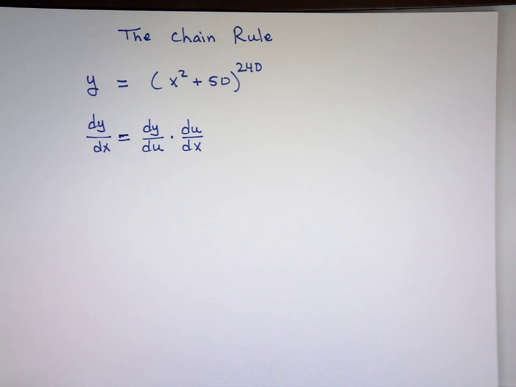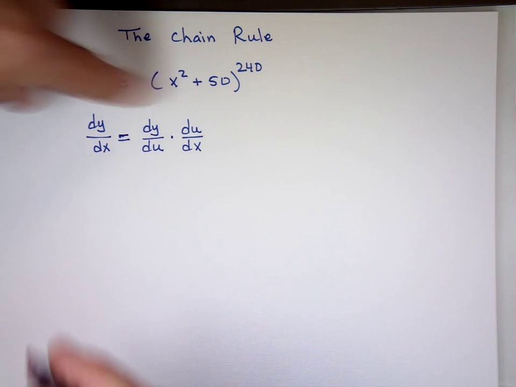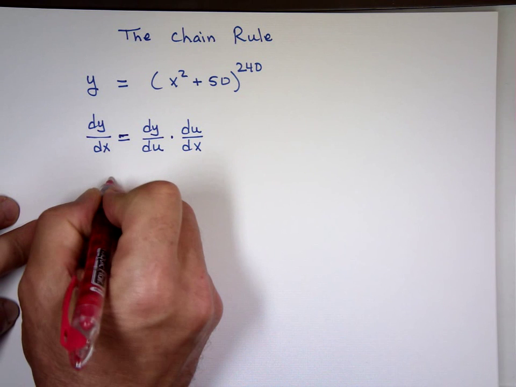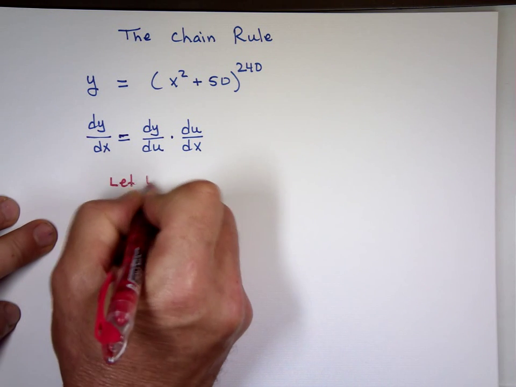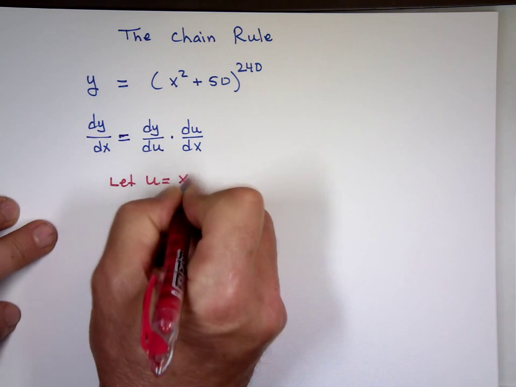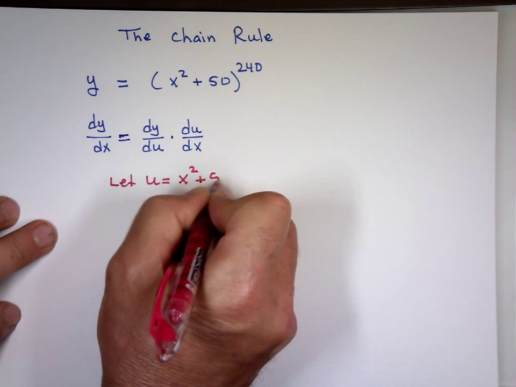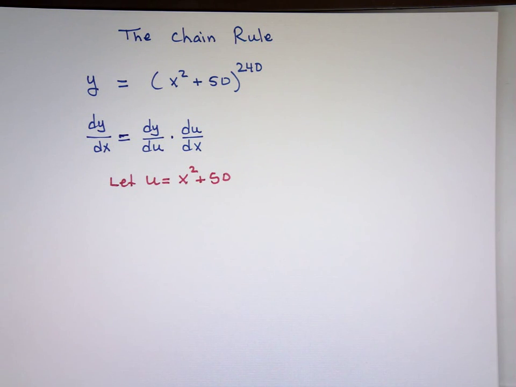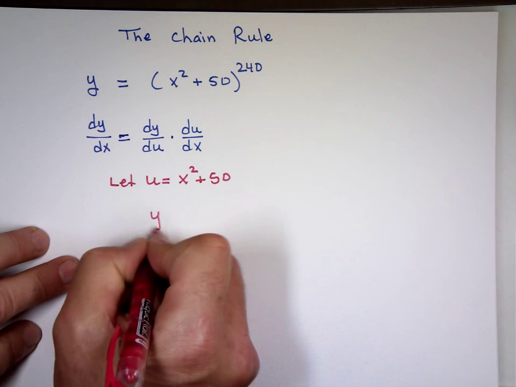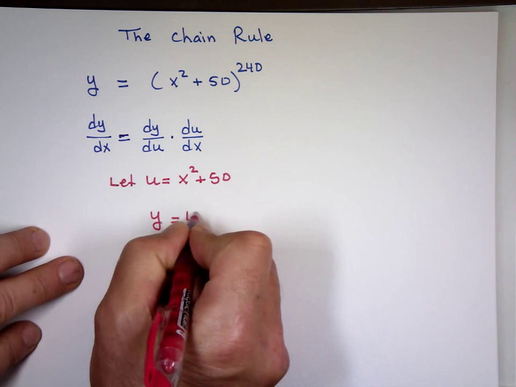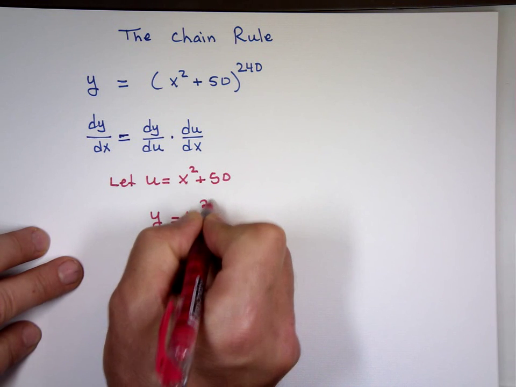So how is that going to help me? Well, what the chain rule is telling us, you didn't see it yet. You have y equals this problem. Let's let u equal x squared plus 50. If you do that, then you can take y and write that as what? u to the power of what? 240.